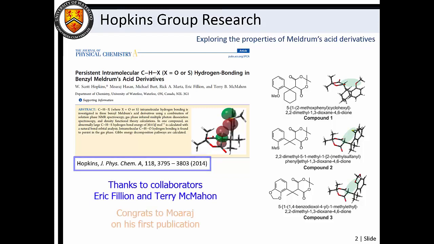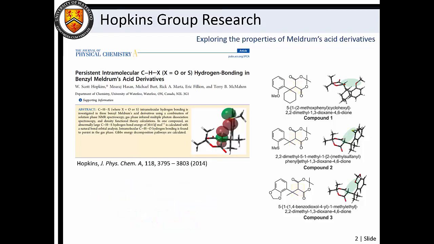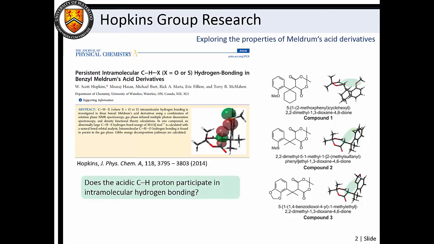Meldrum's acids have garnered a great deal of interest owing to the unusually high acidity of the hydrogen atom that is located alpha to the two carbonyl groups. Owing to the acidity of this hydrogen, it might be able to participate in non-classical CHX hydrogen bonding. Since CHX hydrogen bonds are thought to be important in supramolecular chemistry and in some biological systems, Meldrum's acid derivatives may be good test cases for studying this phenomenon.